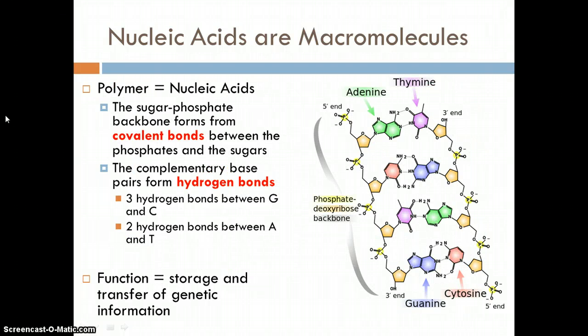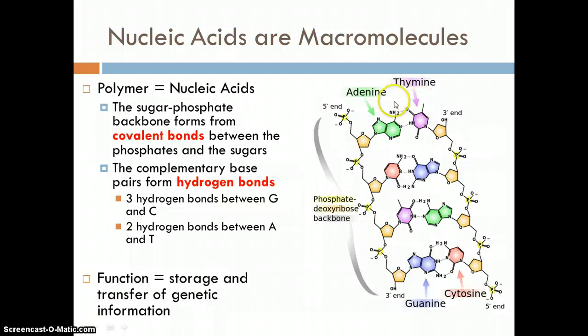So if we take a bunch of different nucleotides and put them together, that's where our code is stored. The name of our polymer is nucleic acids. On the outside of this polymer, there's going to be a sugar phosphate backbone. What happens is a phosphate group and a sugar group come together and create a covalent bond. So remember, covalent bonds are where electrons are being shared. That makes them really, really strong bonds.